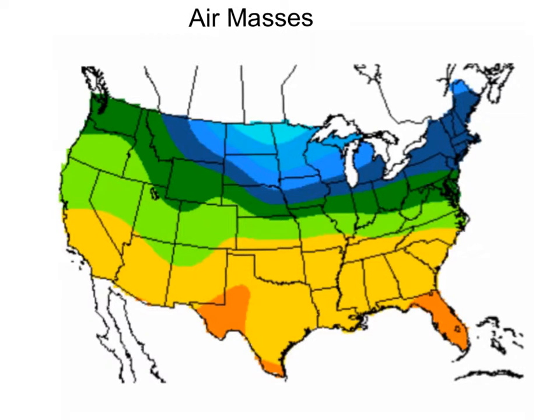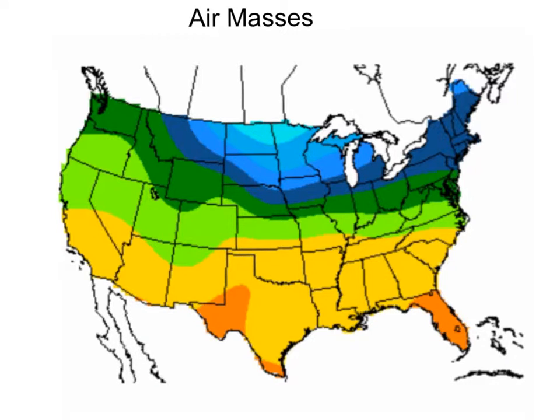Air masses are huge bodies of air that have similar temperature, humidity, and air pressure at any given height. Air masses are usually classified by their temperature and humidity. The two main types of air masses are maritime and continental. There's maritime tropical and maritime polar. There's also continental tropical and continental polar. Maritimes are formed over the ocean, and continentals are formed over land.